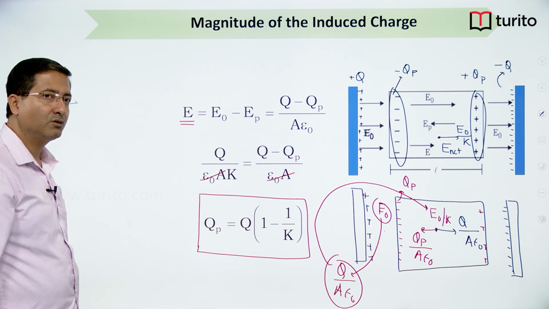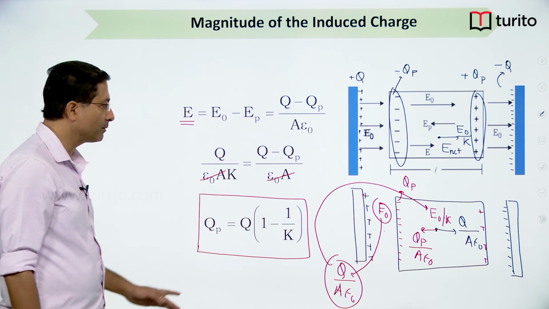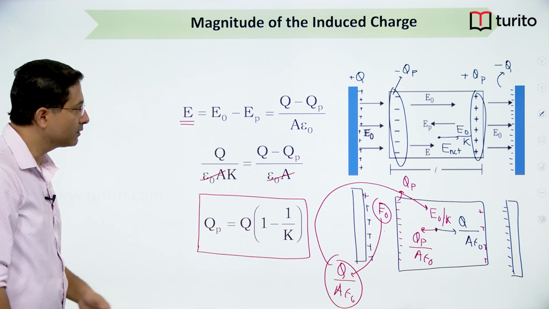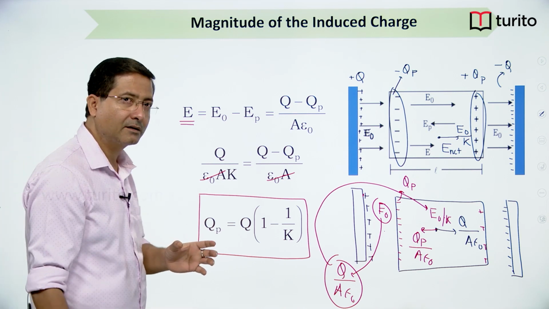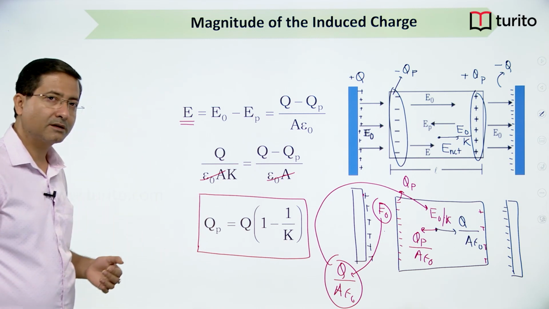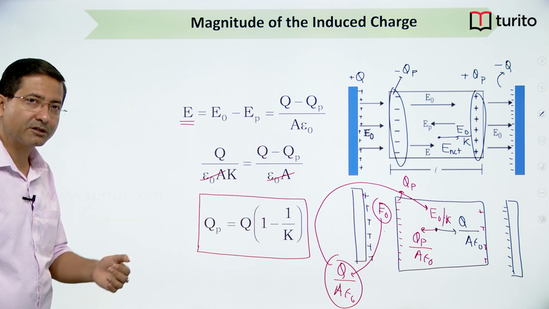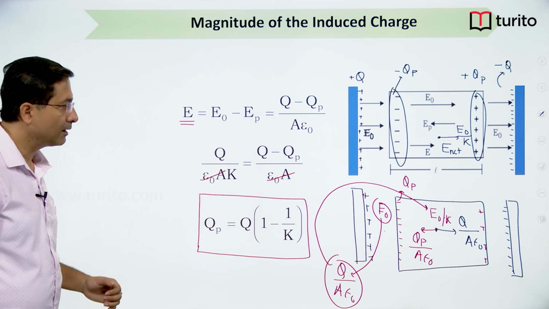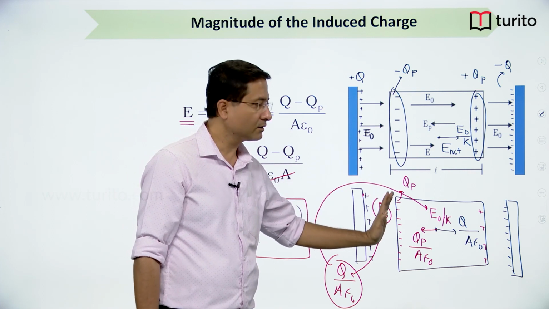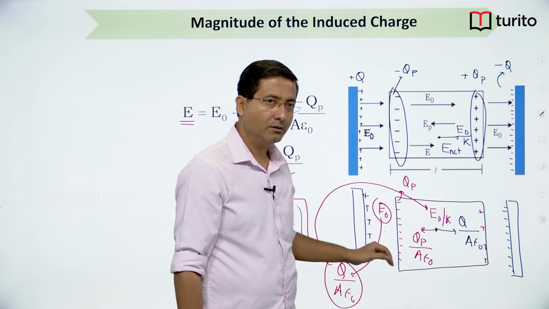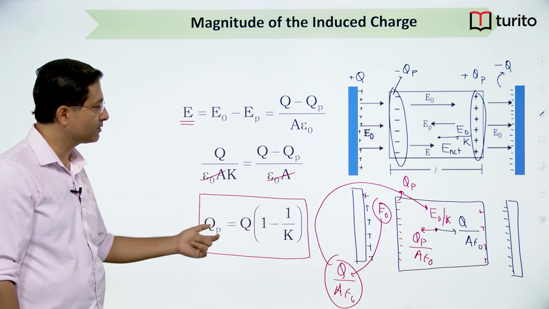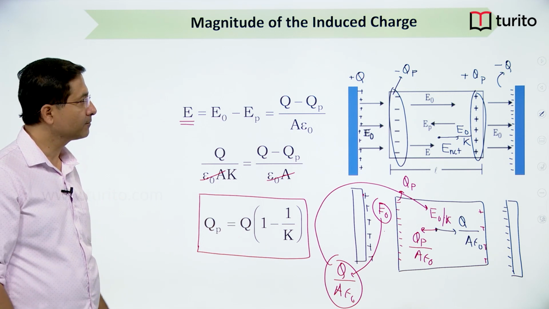So, Qp is equal to Q in bracket 1 minus 1 upon K. So we talked about the effect of a dielectric when placed inside a capacitor. We also discussed how to find the capacitance for such arrangements, and just now we have seen how much would be the charge appearing on the wall of the dielectric. The formula is 1 minus 1 upon K times the charge, right.